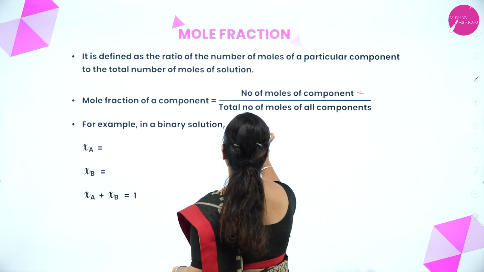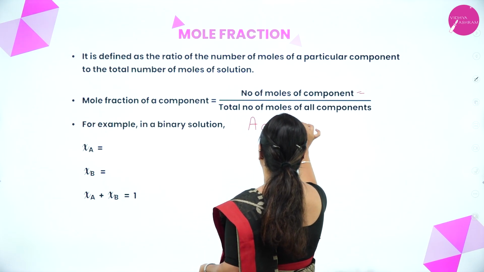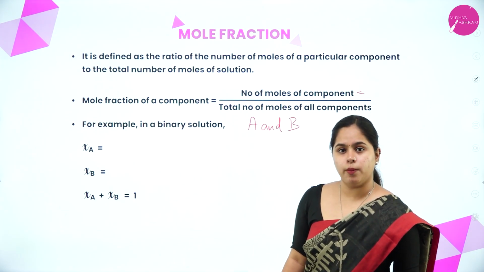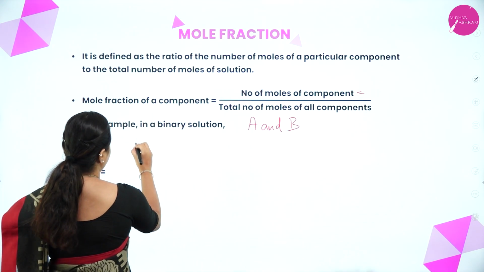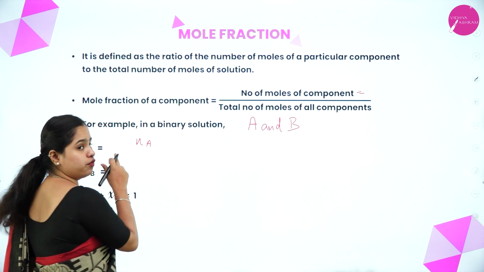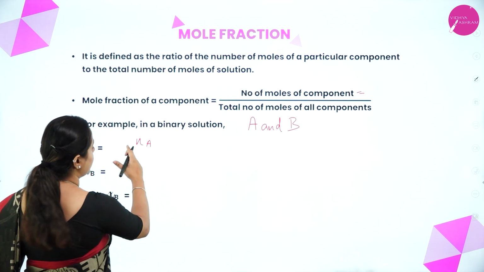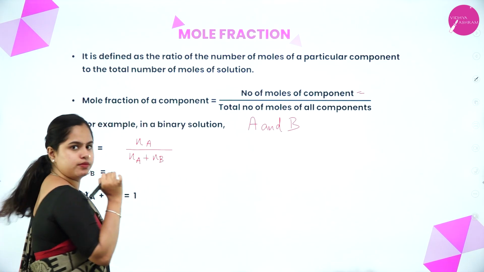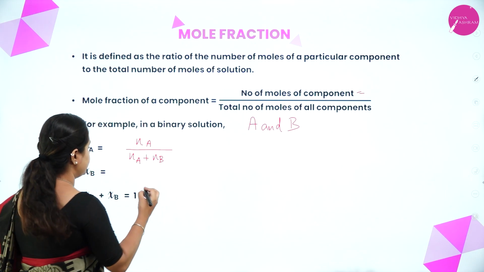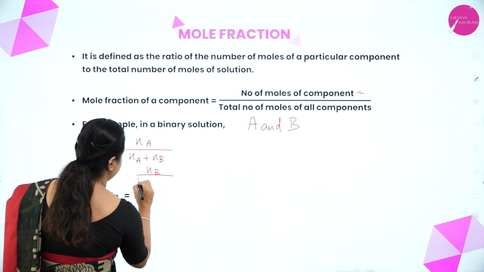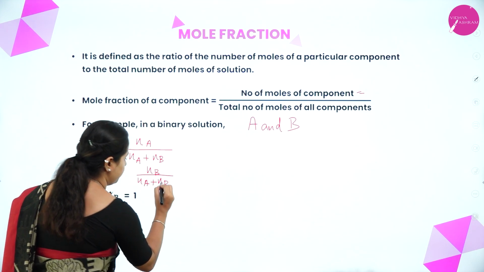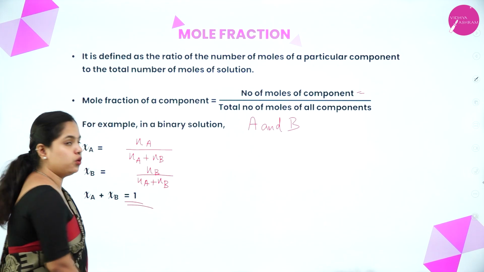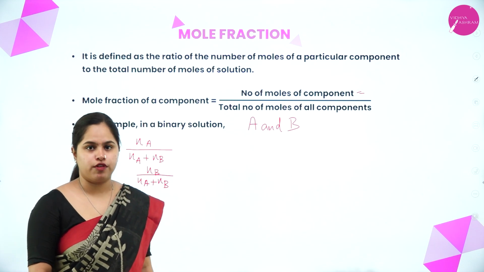Let's take the example A and B. A and B are my solute and solvent. So what will be the mole fraction of the component A? It is the number of moles of A divided by the number of moles of A plus the number of moles of B. Clear? Now what will be the mole fraction of B? It will be the number of moles of B divided by the number of moles of A plus the number of moles of B. So that means the mole fraction of A plus the mole fraction of B will give you 1. So this is mole fraction.